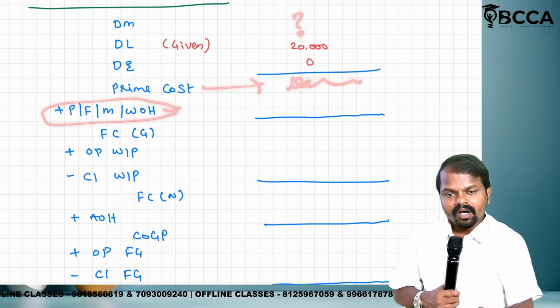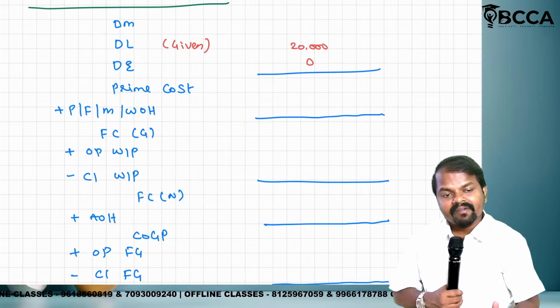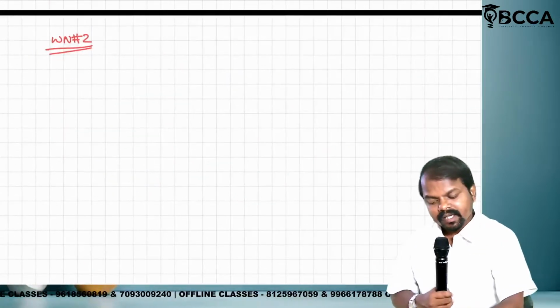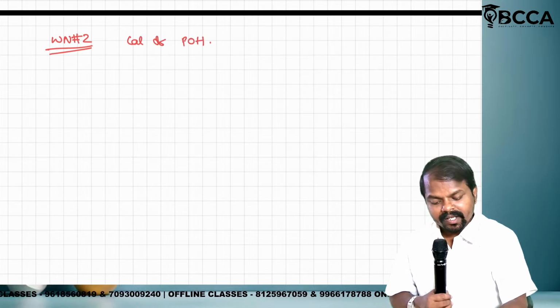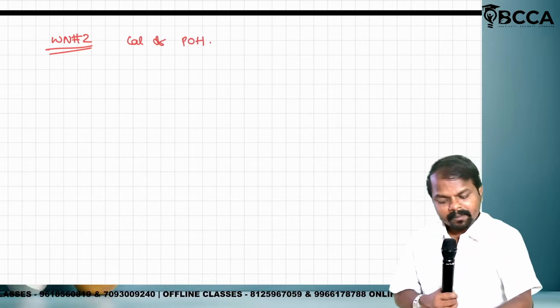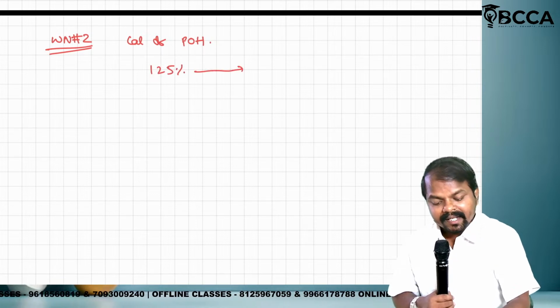What is meant by the next line? POH, or production overhead, or manufacturing overhead. Correct? Please check. Is it given in the question paper? Yes. Listen. Calculation of POH. The question paper told that 125% of POH indicates 20,000.